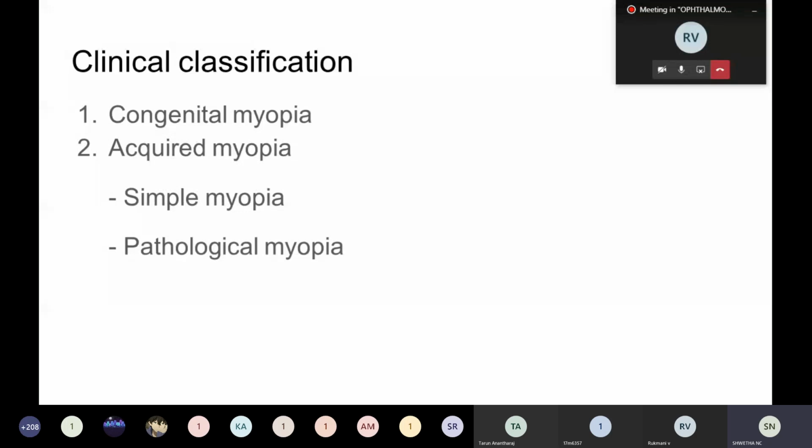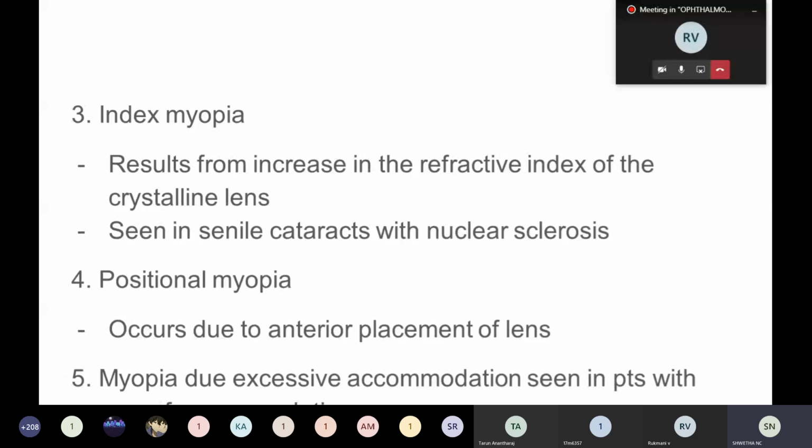So in general, you see so many types. One is axial length myopia, that is the axial myopia, curvatural myopia, index myopia, positional myopia, and myopia due to excessive use of accommodation, which is mainly seen in patients with spasm of accommodation. So that is a very common condition again. So that is the five broad classification.